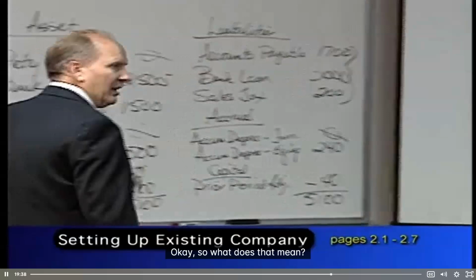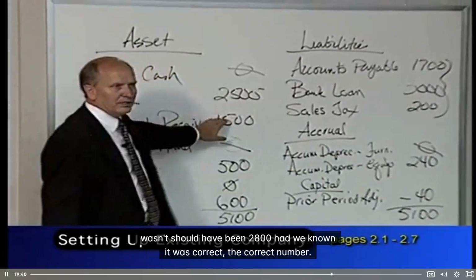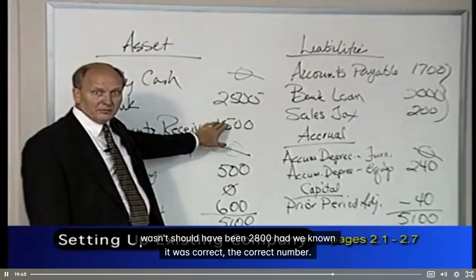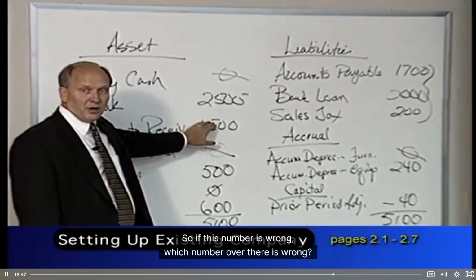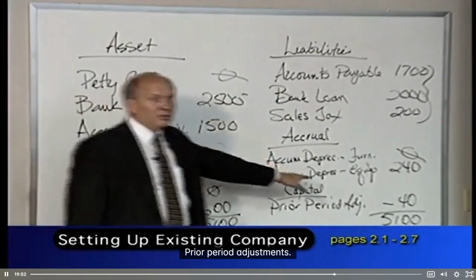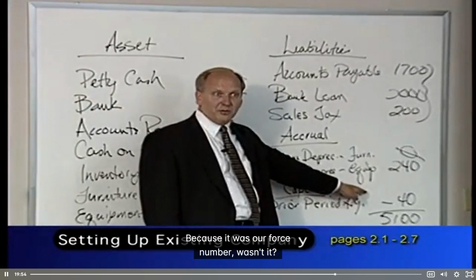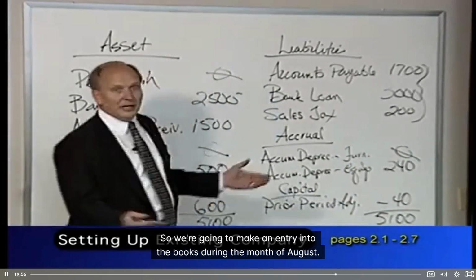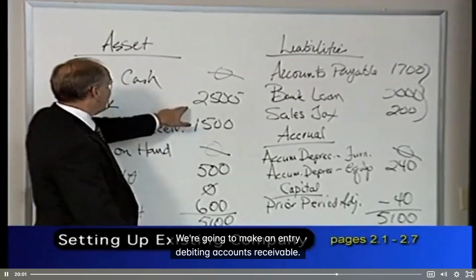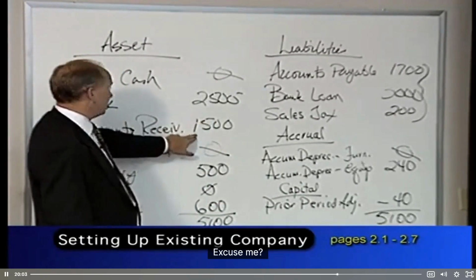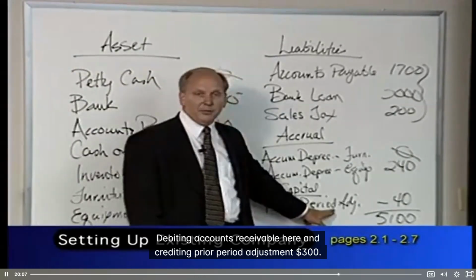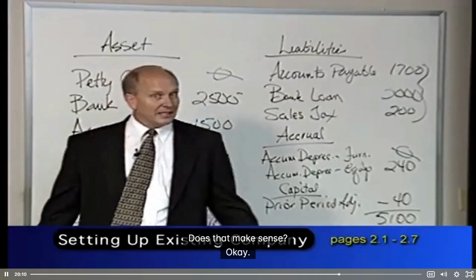So what does that mean? That means that this number was wrong, wasn't it? It should have been $2,800 had we known the correct number. So if this number's wrong, which number over there is wrong? Prior period adjustments, because it was our forced number, wasn't it? So we're going to make an entry into the books. During the month of August, we're going to make an entry debiting accounts receivable and crediting prior period adjustment, $300. Does that make sense?